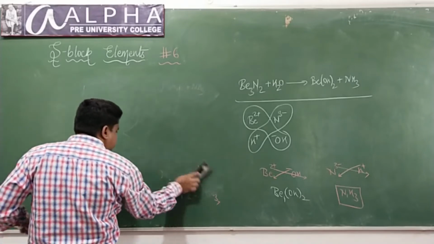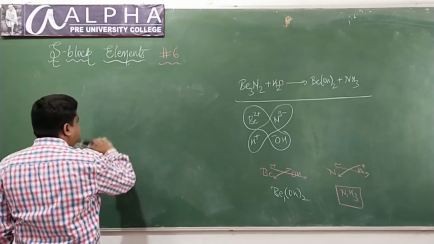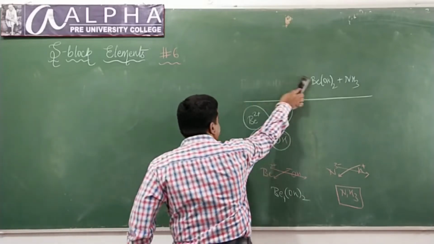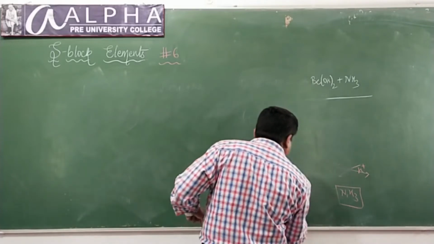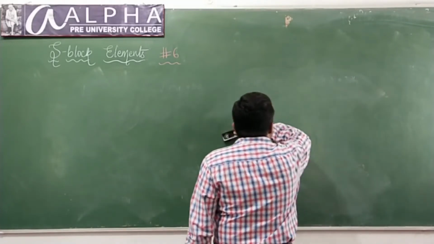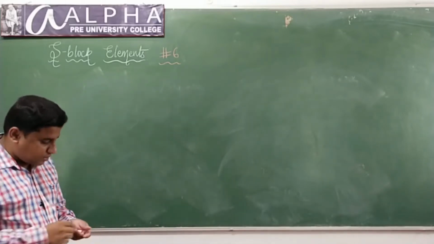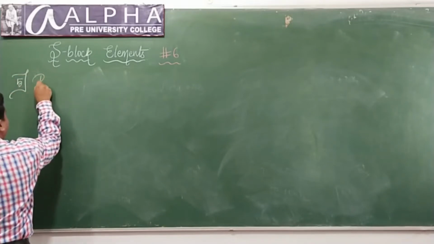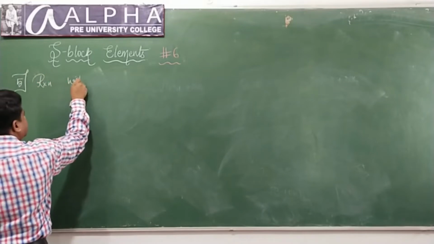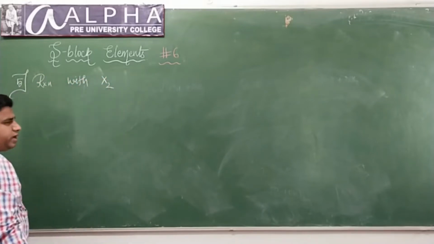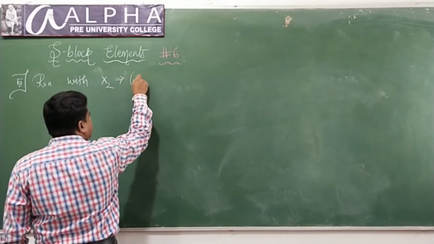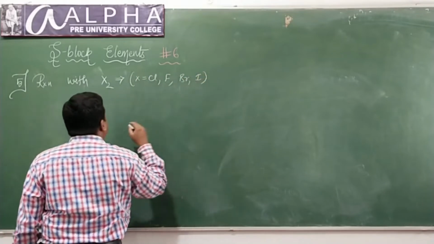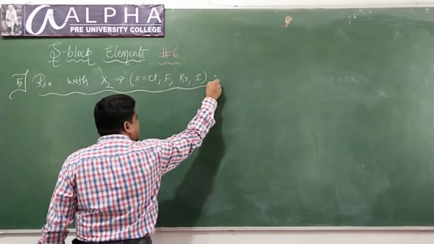The next reaction is reaction with halogens. Yes, I suppose this is the fifth reaction. Reaction with halogens X2, where X might be chlorine, fluorine, bromine, iodine. Correct? Reaction with halogens.